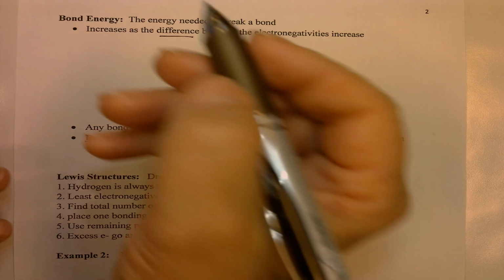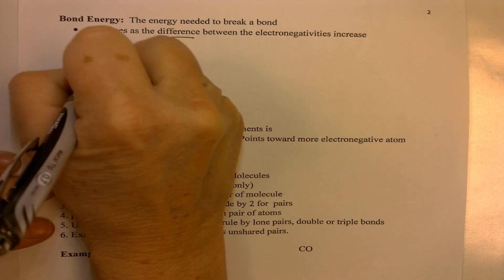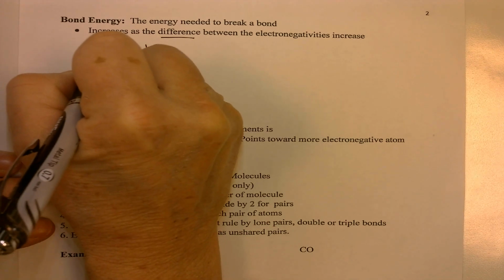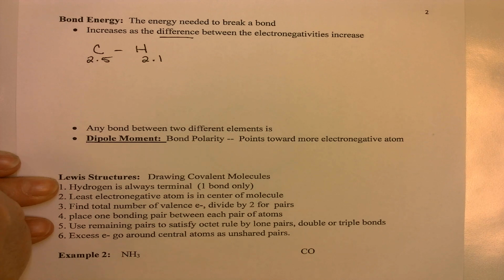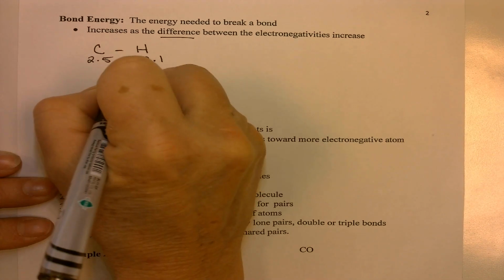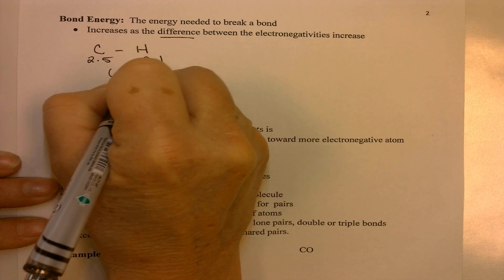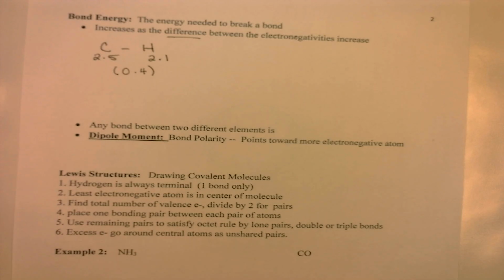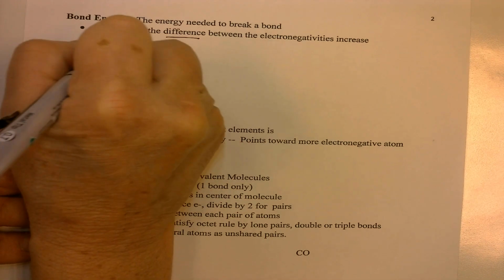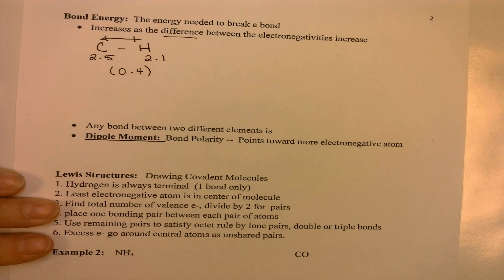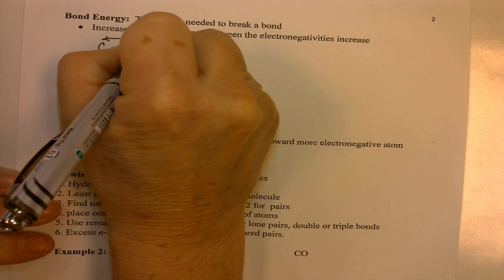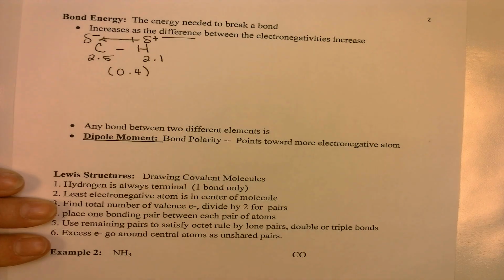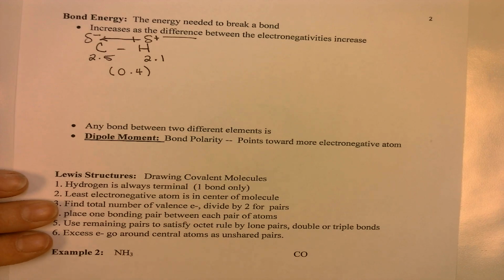All right? So, for example, if I use carbon and hydrogen, so there's my carbon-hydrogen bond. Carbon is 2.5. Hydrogen is 2.1. So the difference is 0.4. So my partial charge is going to go from the hydrogen to the carbon, which means the hydrogen is slightly positive and the carbon is slightly negative. How much? Barely at all, 0.4.